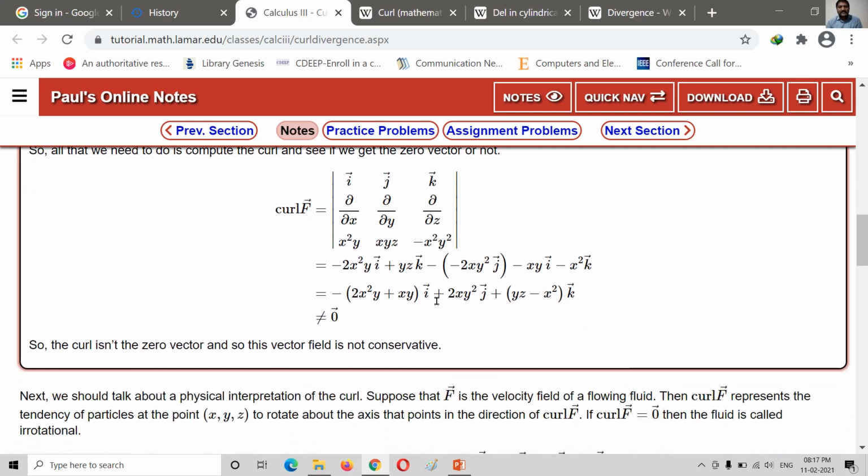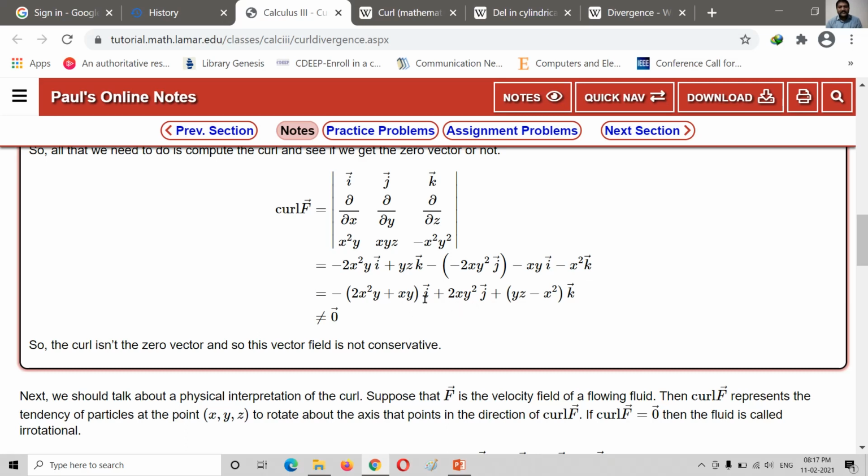Now after simplifying, we come to know that the final value will not be equal to 0. You can see here it will be minus 2x square y, and here it will be plus 2xy square, sorry. So the terms are different. Here 2x square y and here 2xy square.